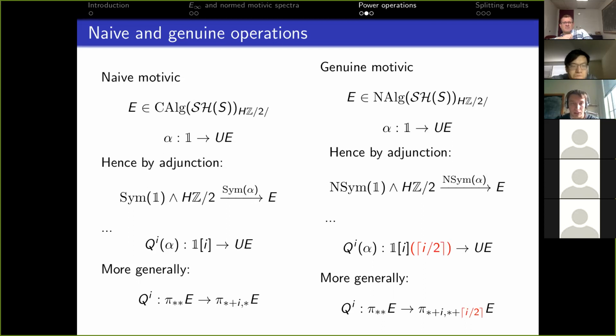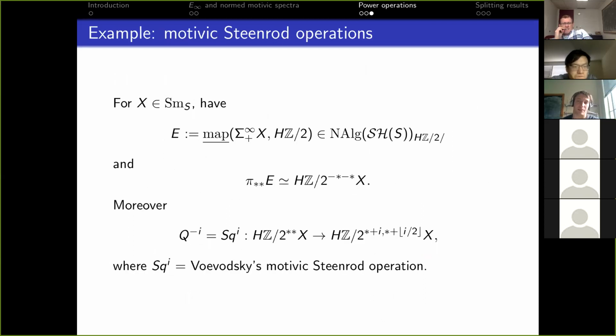Let me give you an example. This is a formal nonsense thing which we've done, and it looks maybe pretty scary, but let me show you that it's not entirely insane. Let's say we take some smooth S scheme X. It doesn't really have to be smooth, but for simplicity, let's do that. This is going to have a suspension spectrum, and then I can form the internal mapping spectrum from this suspension spectrum to HC mod 2. This internal mapping spectrum is going to be some new motivic spectrum, and this operation is a right adjoint to the smash product.